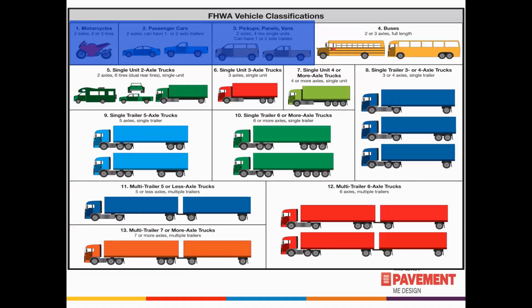And then the next 3 categories, 8 through 10, are going to be your single trailer units where you've got a tractor pulling. You have an articulated vehicle and a tractor pulling a trailer. And then the last three categories, 11 through 13, are going to be trucks with multiple trailers.